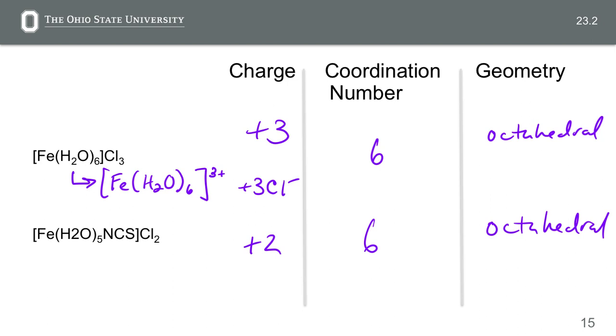Yeah? Can the coordination number ever be greater than 6? We won't see a coordination number greater than 6. They do exist, but we won't see one.